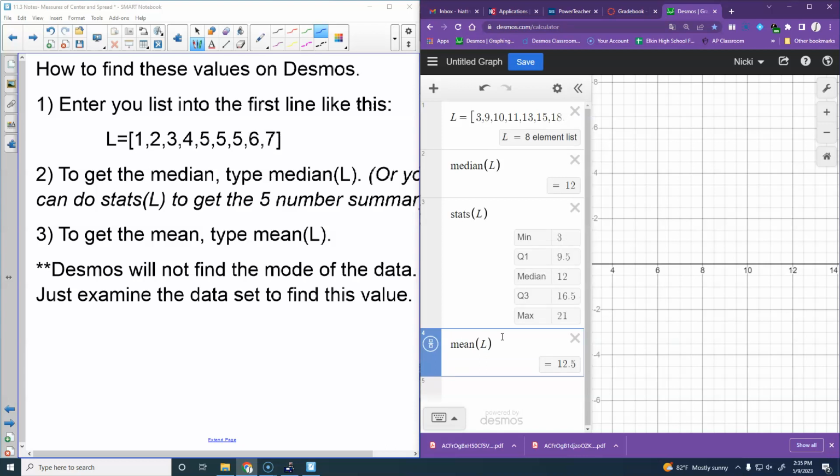So we're going to use Desmos a lot for this because it's just so much faster. Median and mean should be ones that you have found by hand a lot before. Desmos is super duper fast. And in Desmos, you don't have to have your numbers in order. You can do it a lot easier. Desmos will not find the mode of the data, so you just have to look at your data points if you're looking for the mode of the data. Okay, questions?